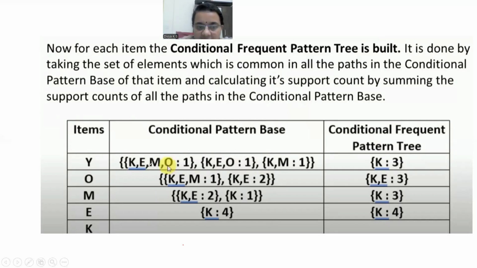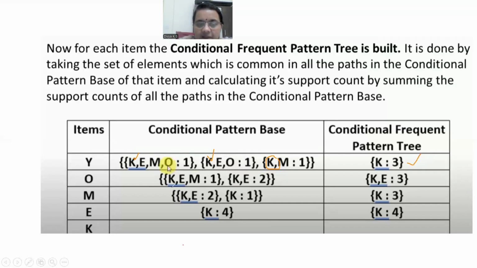So now here KEMO. Again here KE. So this KE is repeating, here also repeating KE. And the third set only KM. So what is the item repeating in all these? The item repeating is K. How many times repeating? 1, 2, 3. So that's why K is K colon 3.